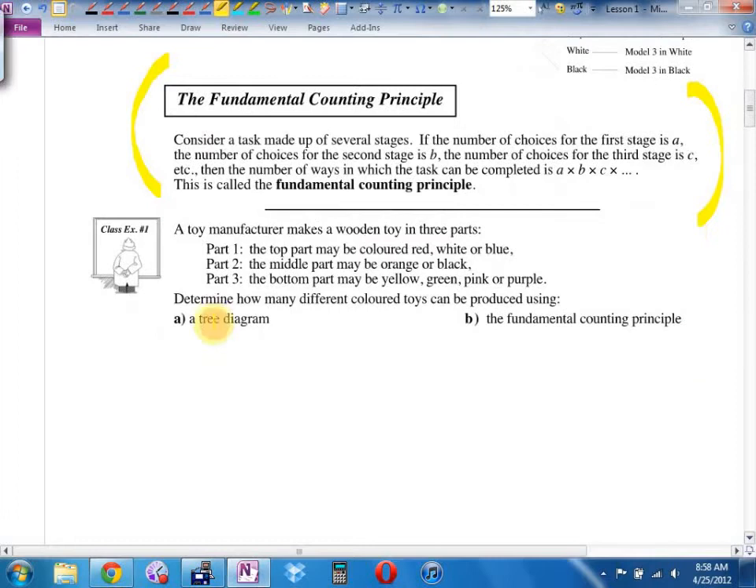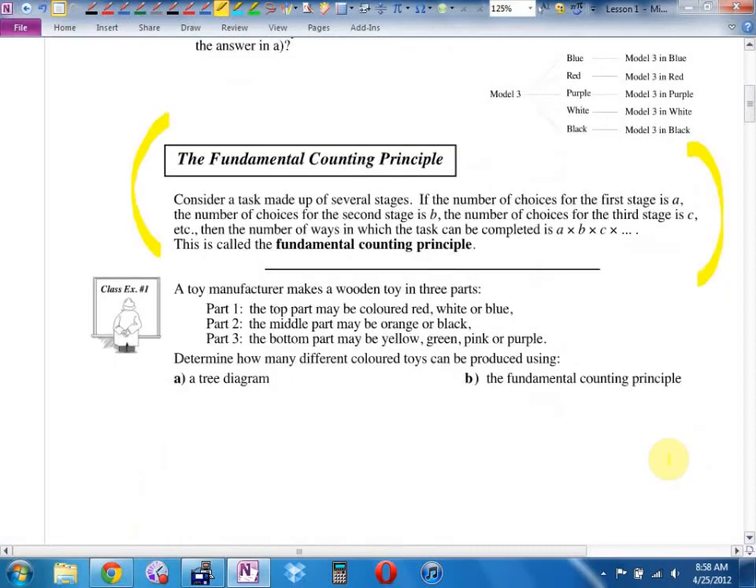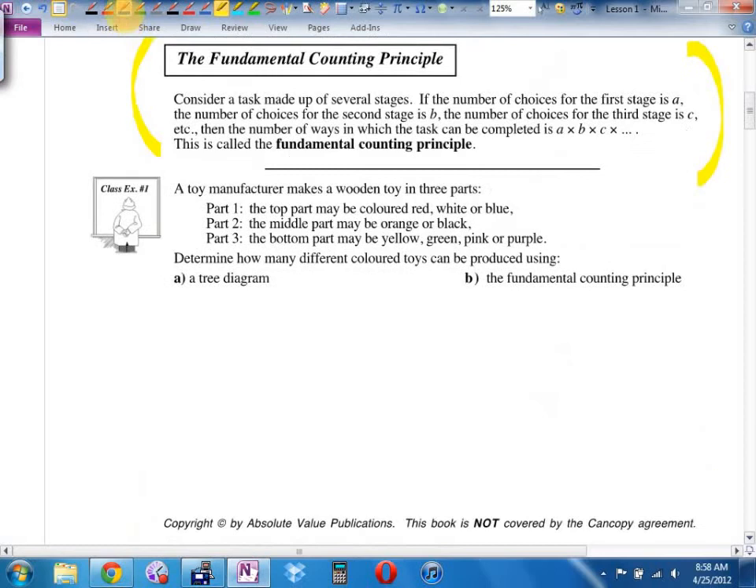Example one. Now, one way to solve example one would be using a tree diagram. A tree diagram is something like you have here, and they're very useful, but I don't like them for counting things. I use them for probabilities later on. So for now, I'd like to use the fundamental counting principle.